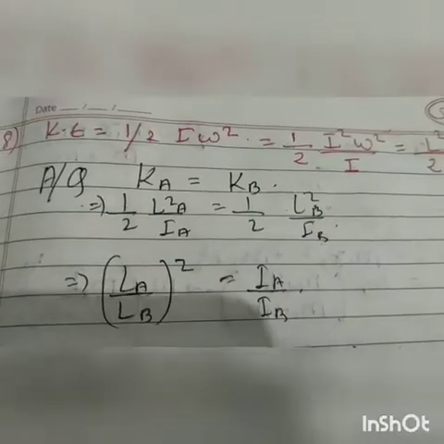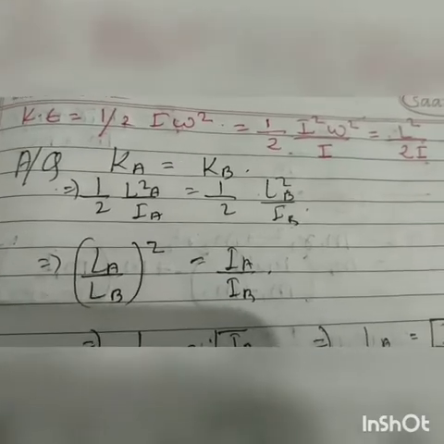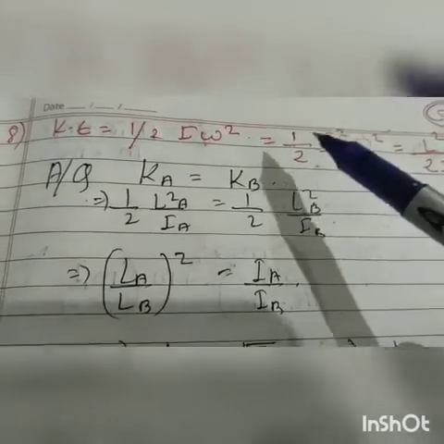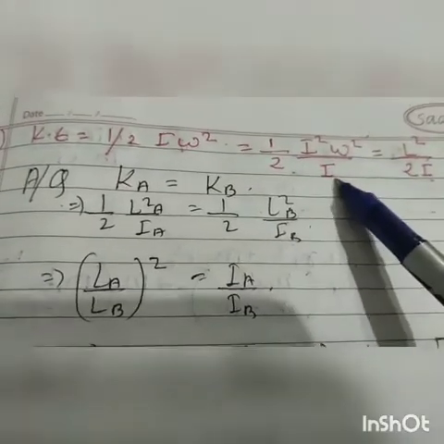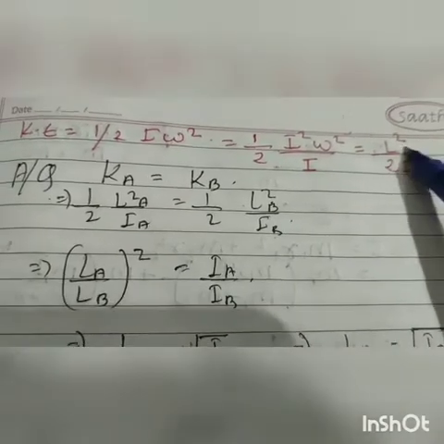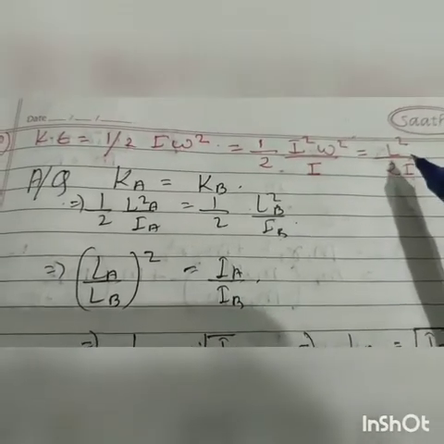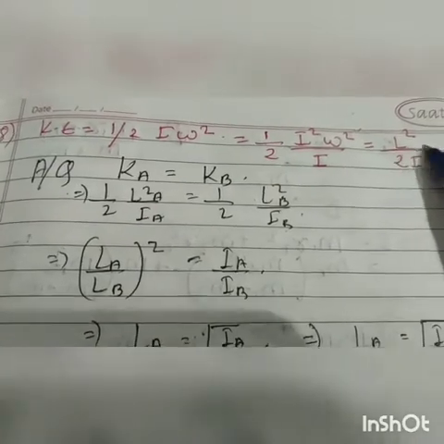Now question number 8. Two rotating bodies A and B of masses m and 2m with moments of inertia Ia and Ib, where Ib is greater than Ia, have equal kinetic energy of rotation. If La and Lb be the angular momentum respectively, then kinetic energy is half I omega square, and if we multiply and divide by I, we get I square omega square by I. So it is equal to L square, that is angular momentum, so kinetic energy is L square by 2I.